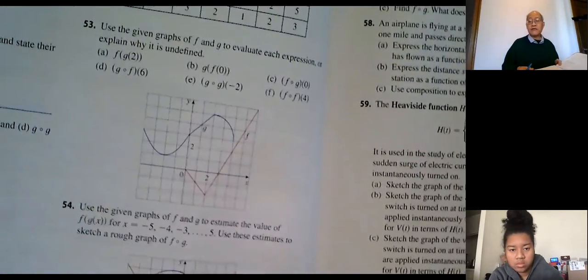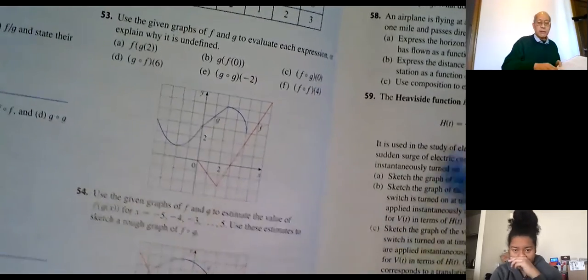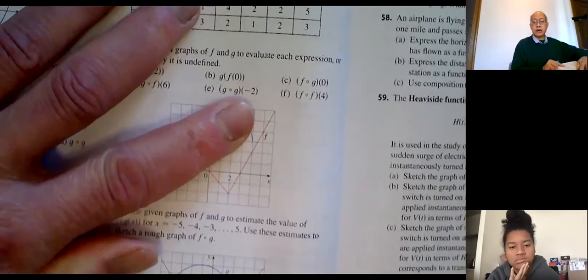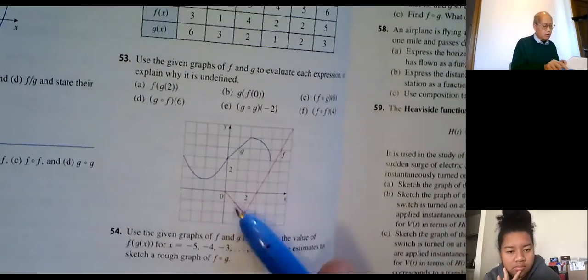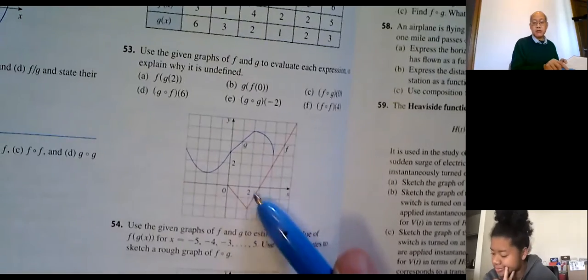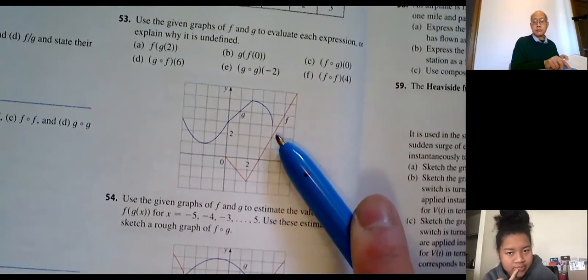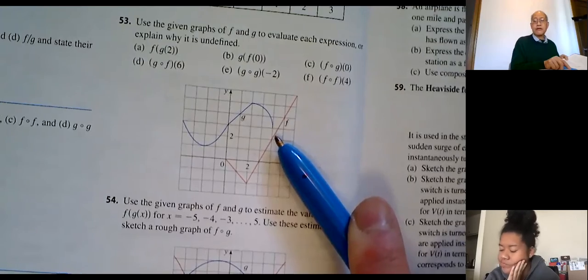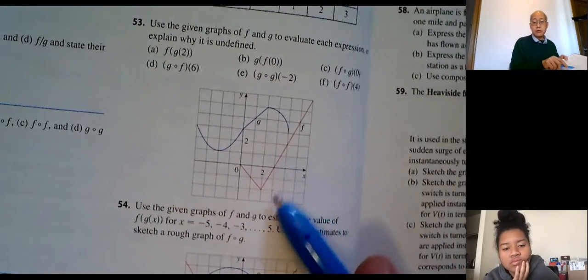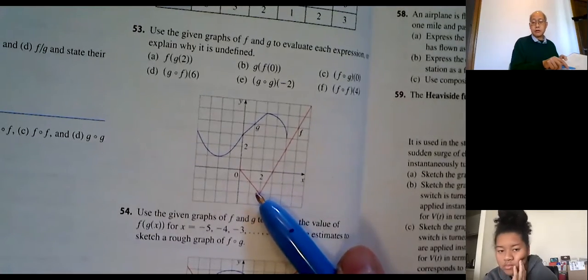And finally, F of 4, and then I'm done. F of 4. So forget about the blue graph, just only look at the red graph. F of 4, 1, 2, 3, 4. Let's see, where am I? 1, 2, 3, 4. It's up here, right? So where's here? 2. So F of 4 is 2. Now I do F of 2. So F of 2 is down here. So the answer is -2.